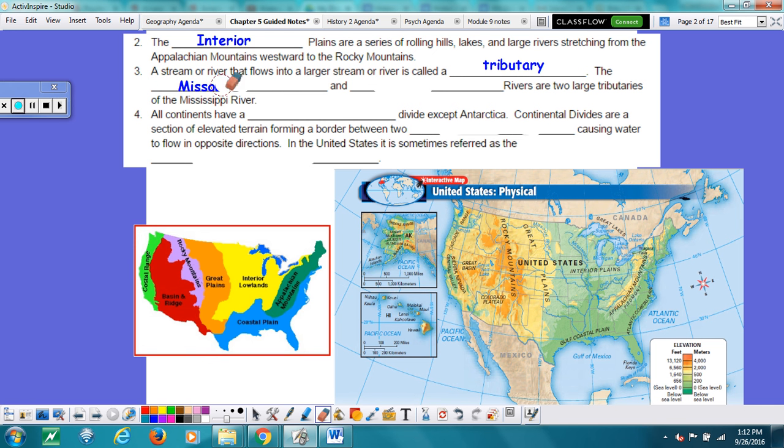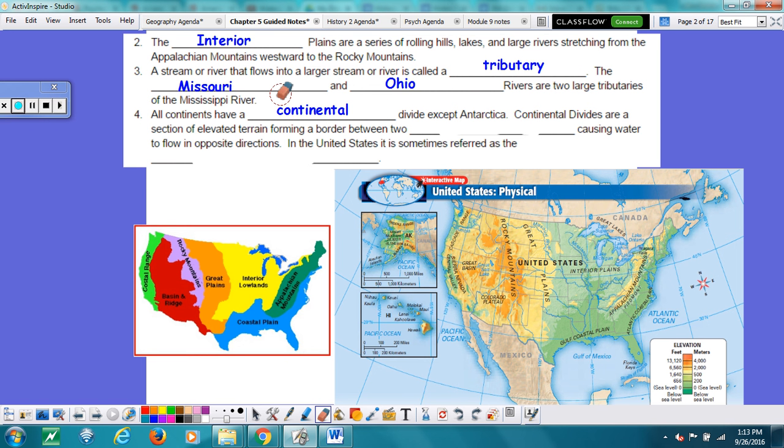Probably most noted are the Missouri River and also the Ohio rivers. Of these three rivers, many of the local streams and creeks that we have near us here in Nebraska will eventually feed into the Missouri River, and the Missouri River will eventually feed into the Mississippi. All continents have what is known as a continental divide, except for Antarctica.